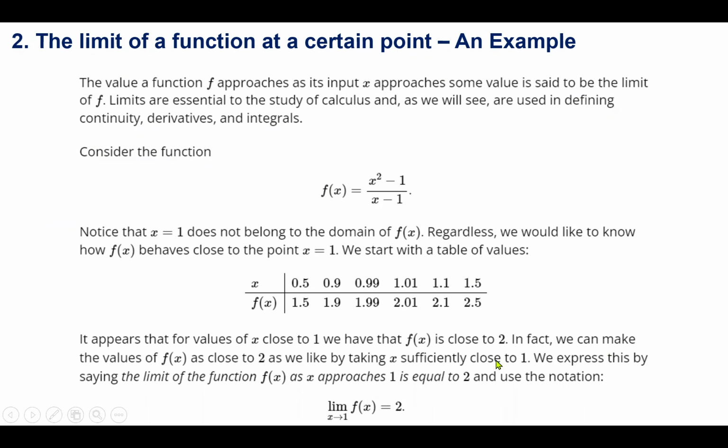In fact, we can make the values of f(x) as close to 2 as we like by taking x sufficiently close to 1. We express this by saying the limit of the function f(x) as x approaches 1 is equal to 2. And therefore, we can use this notation here. Okay, be careful with this notation.